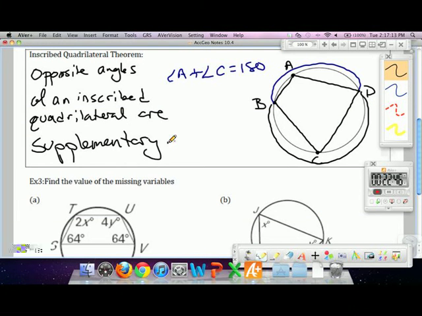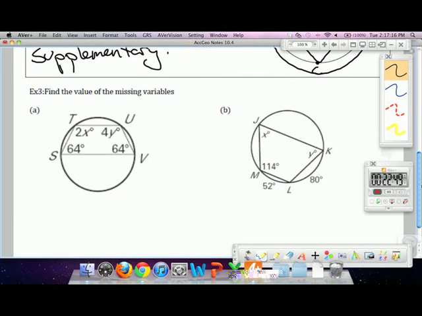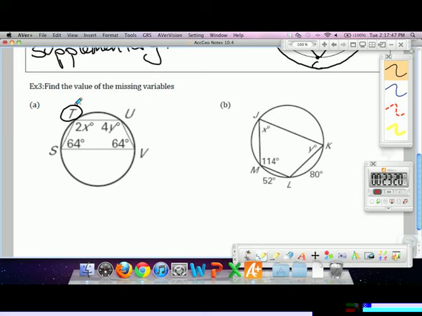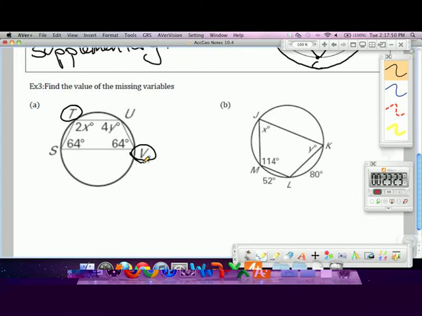So, for example, in our little case here, I have inscribed quadrilateral STUV. Notice it's inscribed because all four vertices are on the edge of the circle. I don't really know much about what any of these angles are individually. This just happens to be a trapezoid. It doesn't have to be a trapezoid, but it can work out to be one. But I do know from my previous theorem that any opposite pairs of angles must be supplementary. In this case, 2x plus 64 must be 180.